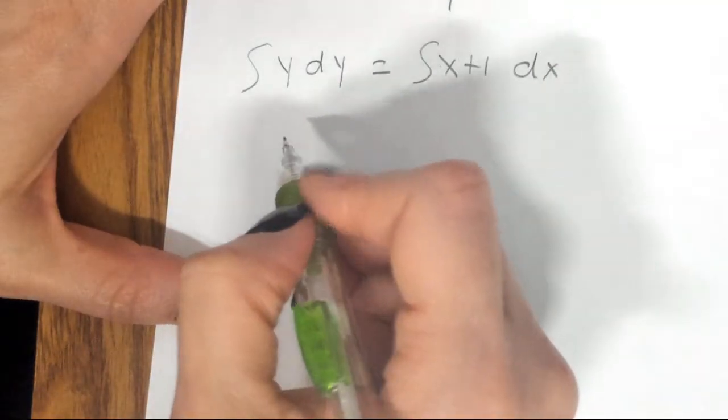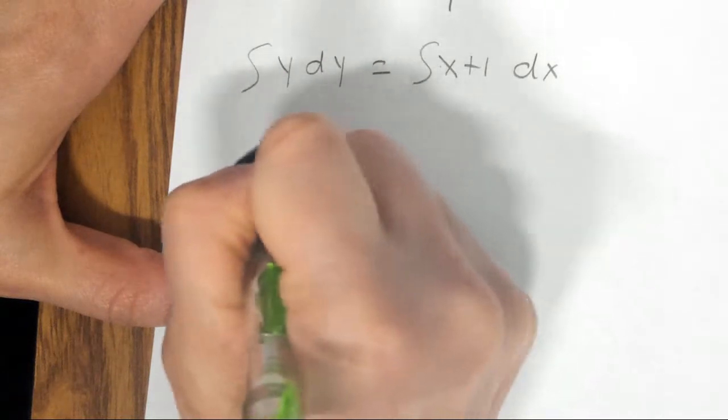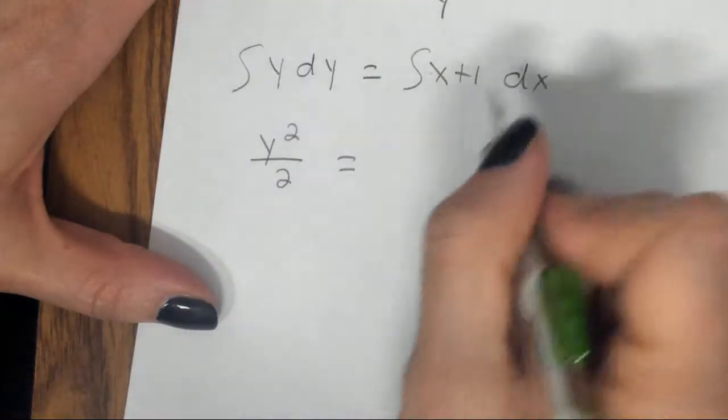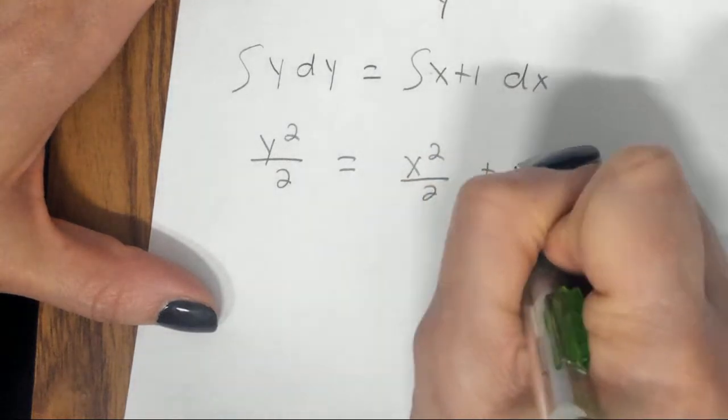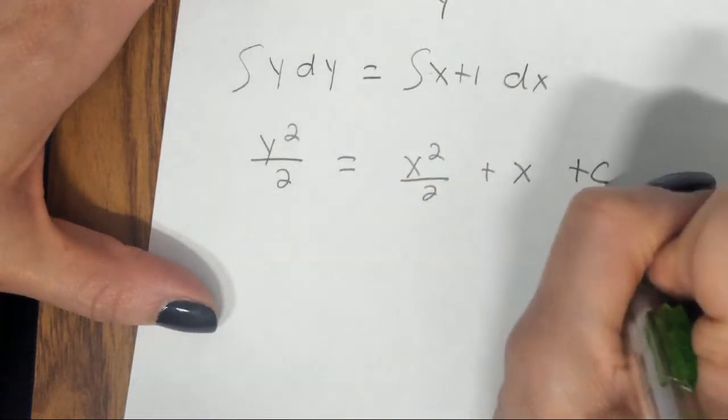And so when I integrate y, I get y squared over 2. And when I integrate x, we get x squared over 2. Integrate 1, we get x plus c.